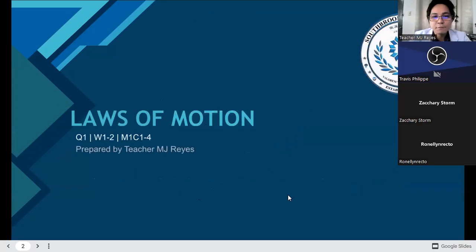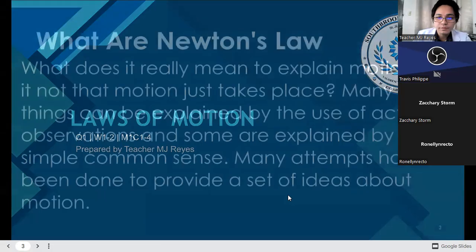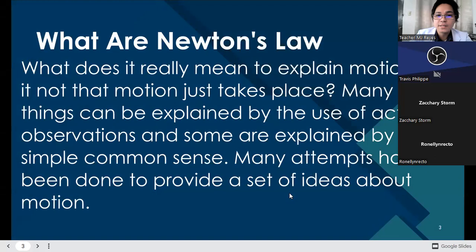Let's have the laws of motion. This is actually the laws of motion by Newton. What are Newton's laws? What does it really mean? To explain motion. What is motion? How can you say that an object is in motion?